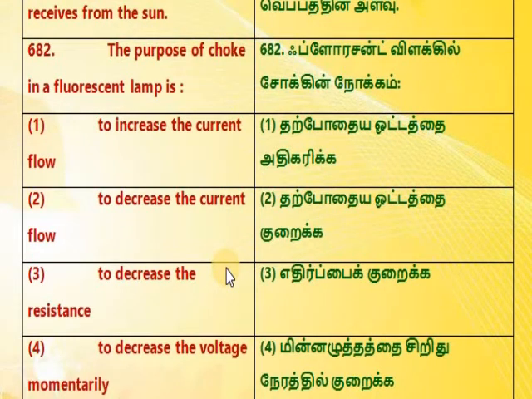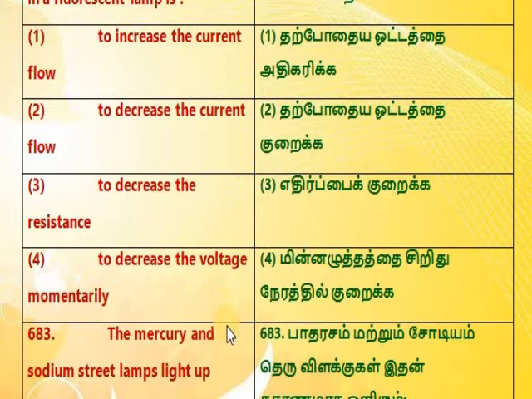682. The purpose of choke in a fluorescent lamp is: 1. To increase the current flow, 2. To decrease the current flow, 3. To decrease the resistance, 4. To decrease the voltage momentarily.